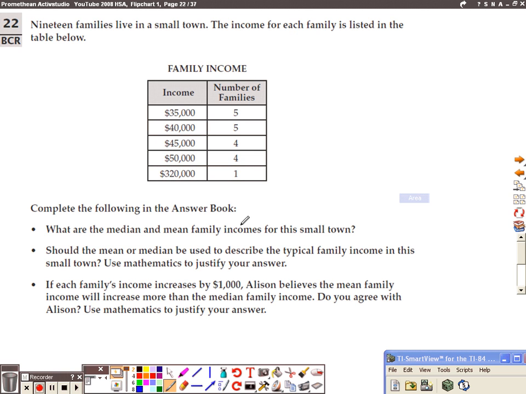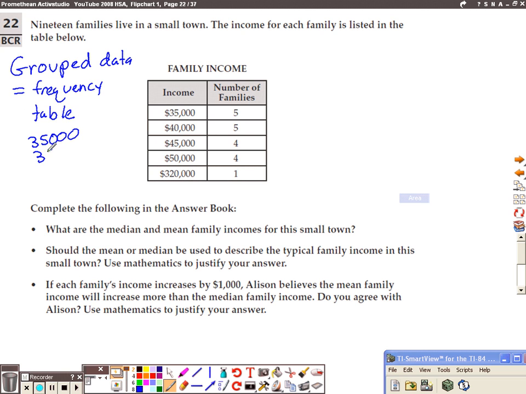The first thing we want to notice about our data is that it's grouped data. Remember, grouped data means our data is in a frequency table. So what that means is we have 5 families who have an income of $35,000. So if we were to write out our data, we would have to write out 35,000 5 times. That takes a long time, so we are definitely not doing that.